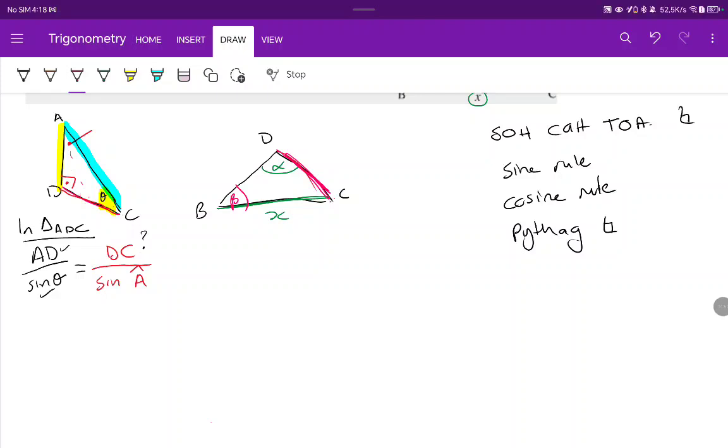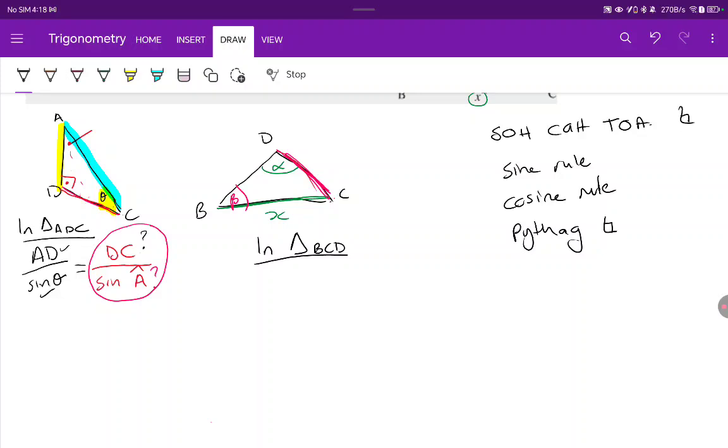DC we don't know, and sine A we don't know. So there are two things. All of that is unknown to us. Okay, let's look at our second triangle. In triangle BCD, what do you have? Now, already we have two colors, so that's brilliant. That makes life work for us, right?